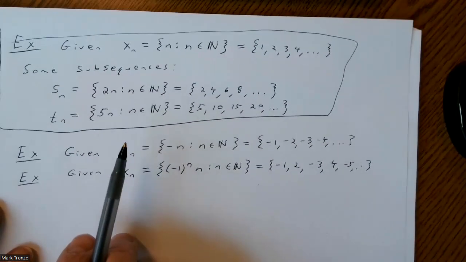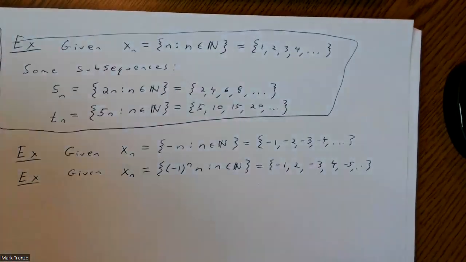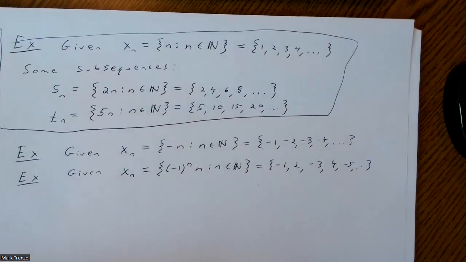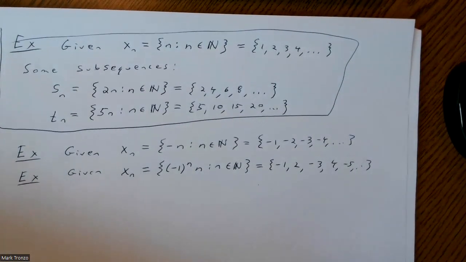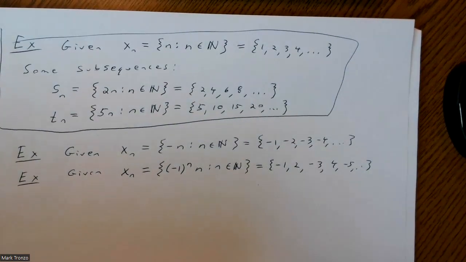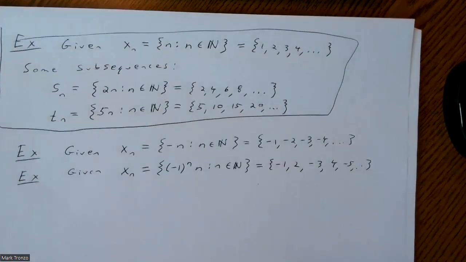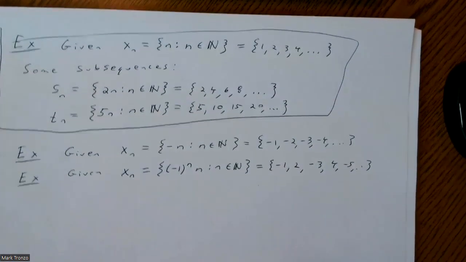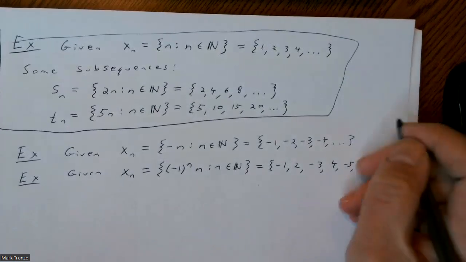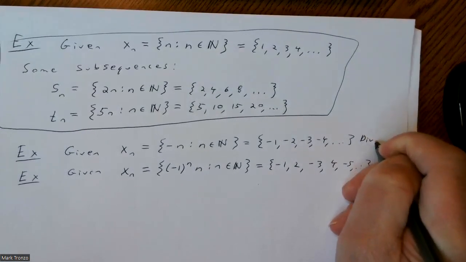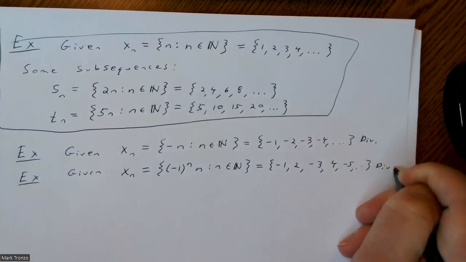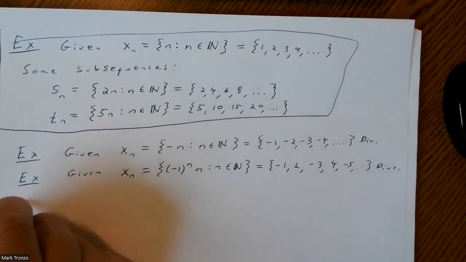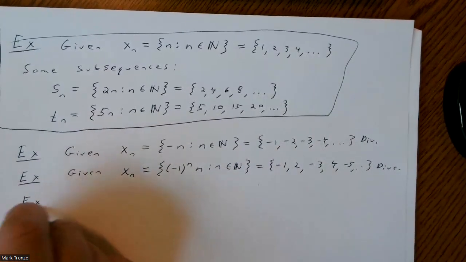And now going back also to this theorem that we had, we said that if you have two convergent subsequences whose limits are not equal, then it's divergent. So of course, let me say here, this is divergent, this is divergent.